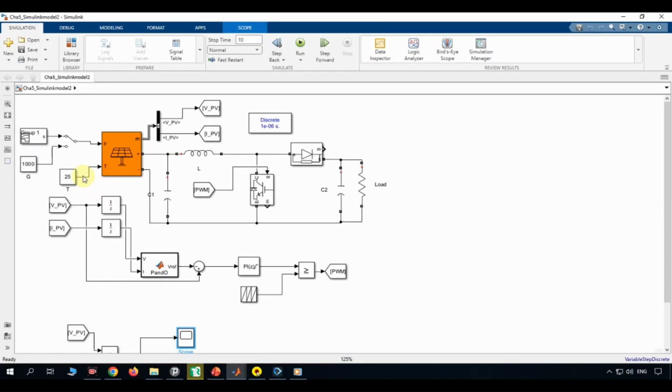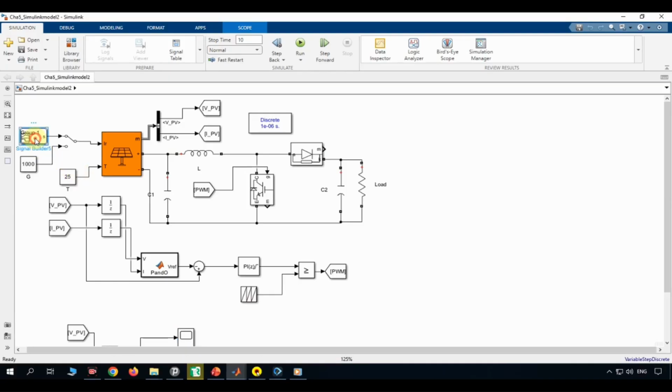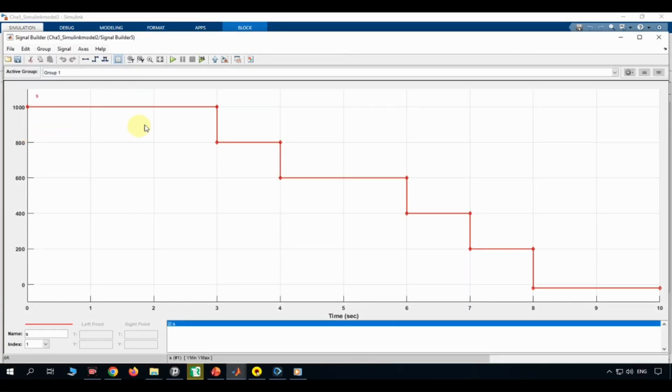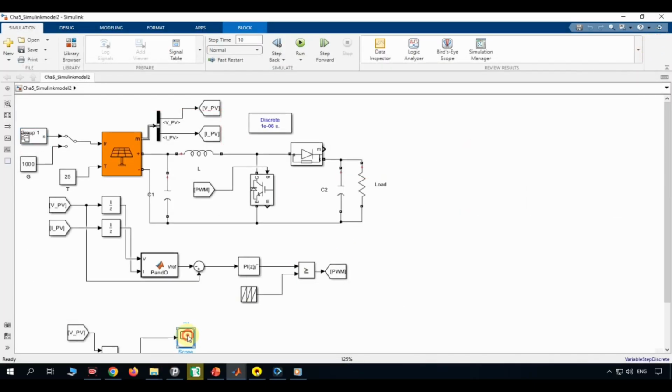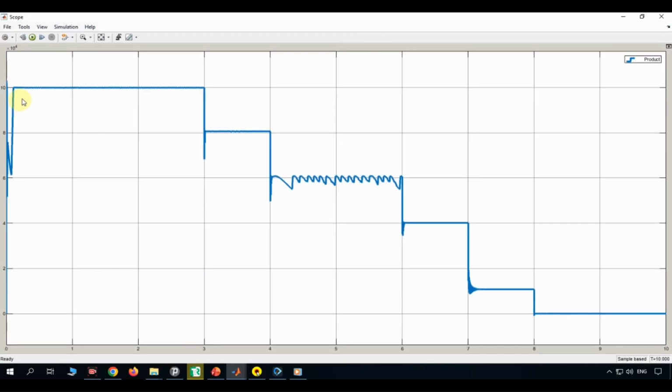To evaluate the controller, we apply a changing irradiance profile. The irradiance changes in several steps while the temperature remains constant at 25 degrees Celsius. This test allows us to observe how quickly the controller detects the new maximum power point after each environmental change.